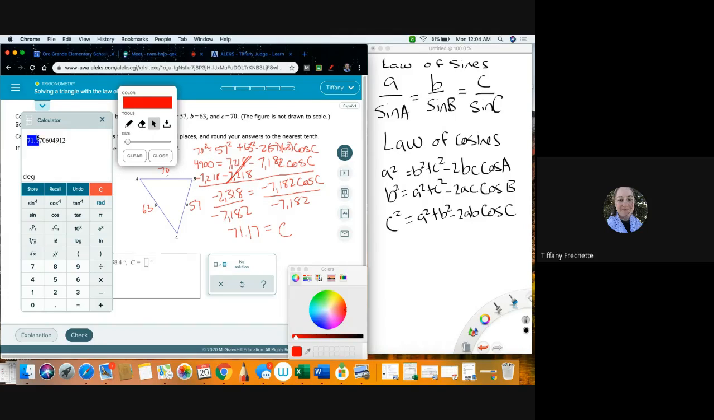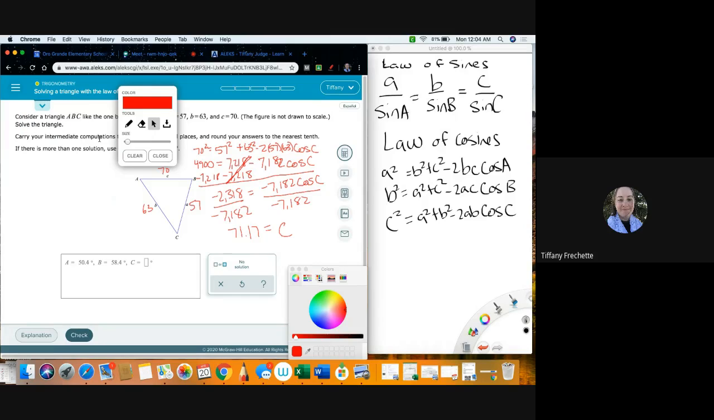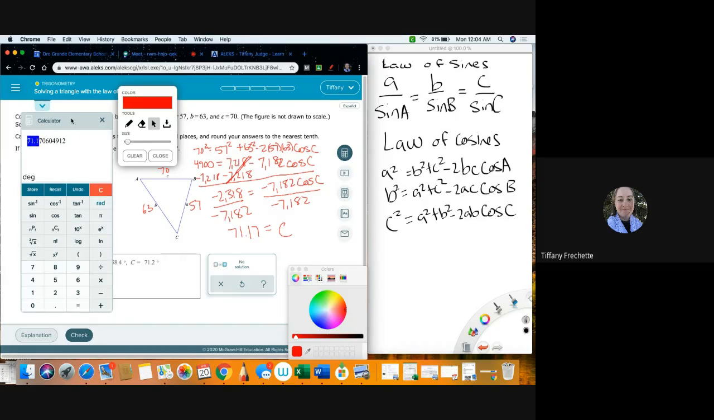I'm rounding to a tenth, so I look at this number right after the tenth. It's a 7, that's 5 or bigger. So I'm going to round this tenth up 1 point. So I'm going to go from 1 to 2. So I'm going to go 71.2. And this is actually what I wanted to see.